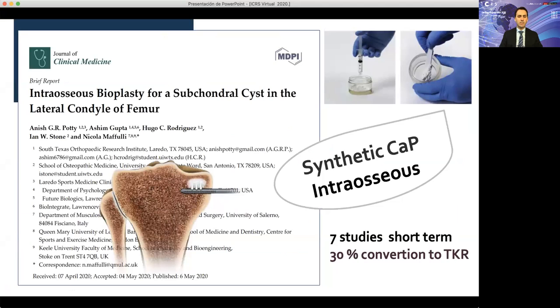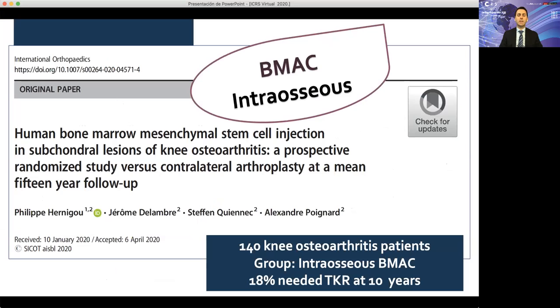There are several studies, but with a high rate of conversion to total knee replacement, 30%, with some complications like leakage of the intra-articular components. The other technique is to inject BMAC, and Philippe Nigou, the most experienced doctor, published this year in International Orthopaedics a big group of 140 knees treated with intraosseous BMAC, and they found that only 18% of those patients needed a total knee replacement at 10 years follow-up.